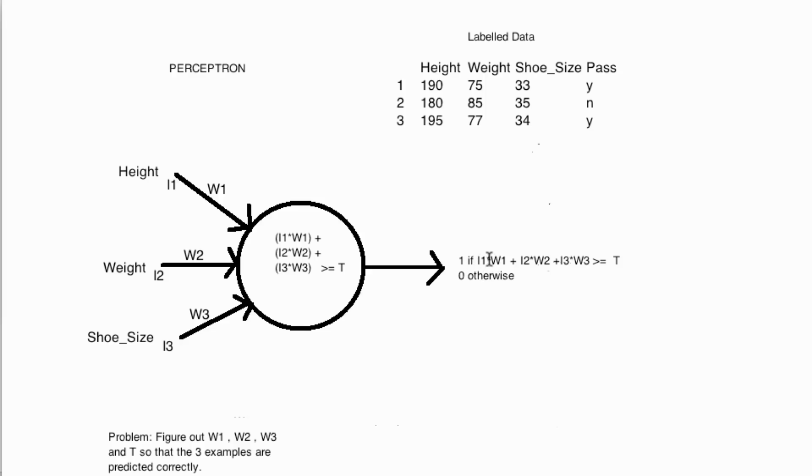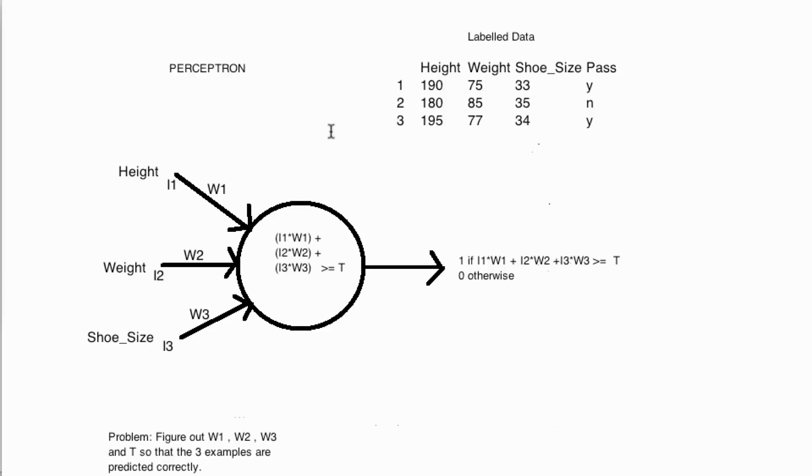If I1 times W1 plus I2 times W2 plus I3 times W3 is greater than or equal to a threshold, this would output a 1. And if this is not the case, if it's less than the threshold, it outputs a 0. Outputting a 1 indicates that I now have a student that would pass the class. If it outputs a 0, I have a student that wouldn't pass the class.